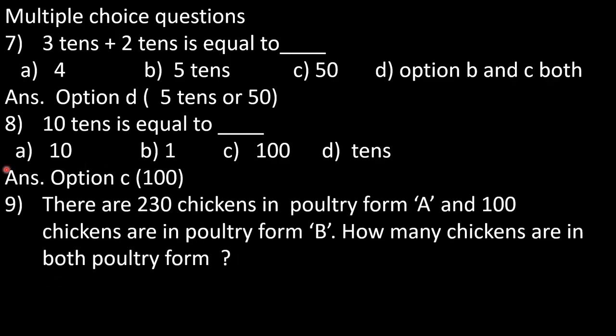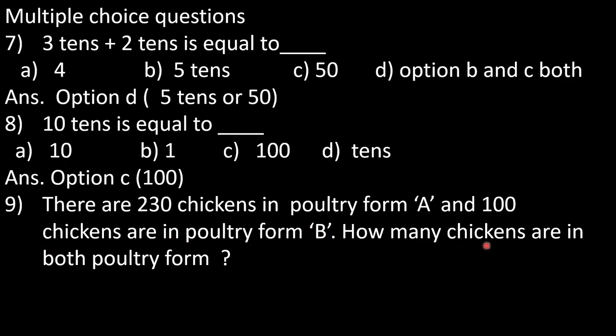Now in question number 9, there are 230 chickens in poultry farm A. एक poultry farm है जिसका नाम है A, उसमें 230 chickens हैं. ठीक है, poultry farm का क्या होती है बेटा, जहाँ पे मुर्गियों को रखा जाता है. And 100 chickens are in poultry farm B. और poultry farm B में 100 chickens हैं.